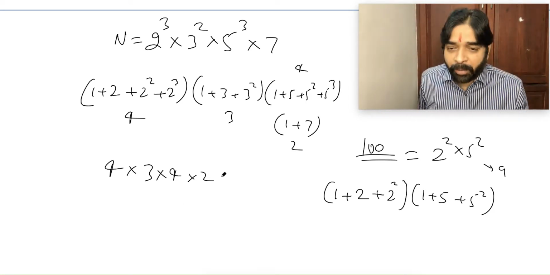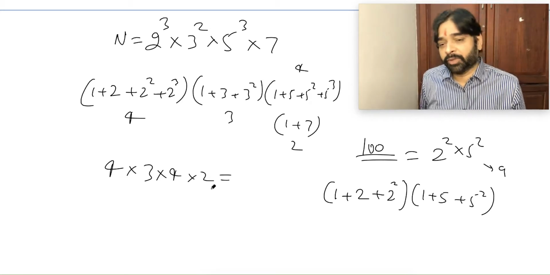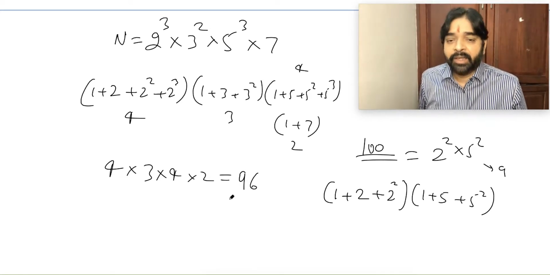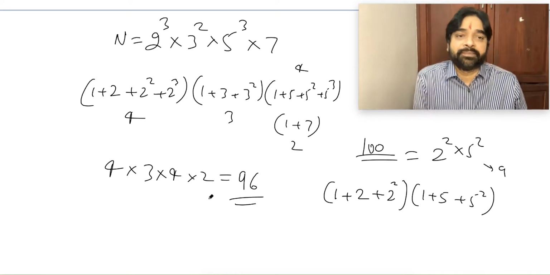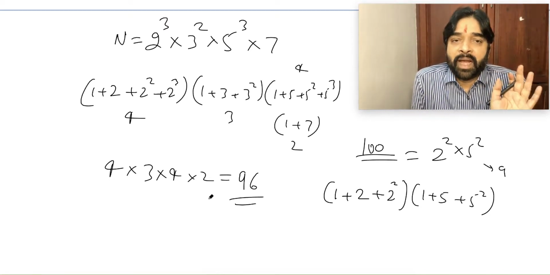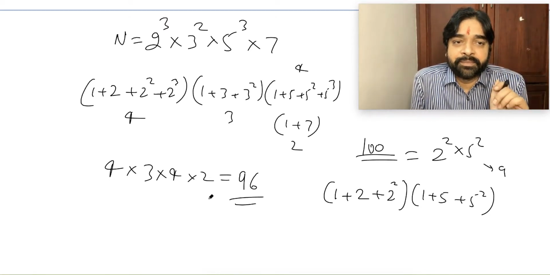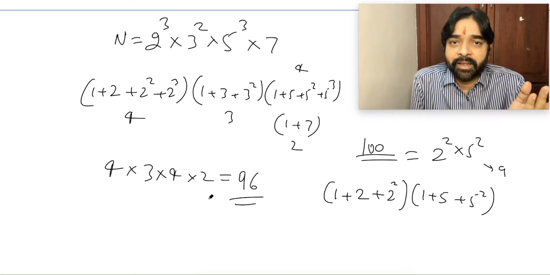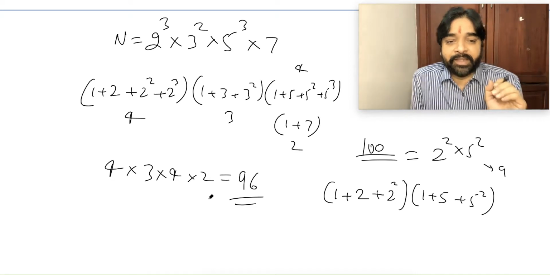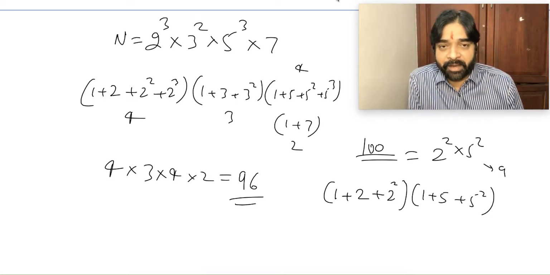Is this clear? The total number of factors will be how much? 16 into 2, 32, 32 into 3, 96. 96 factors are there. Have you understood? This is another way of thinking. But this way is very important. This way teaches us something. Listen to me carefully, everybody.